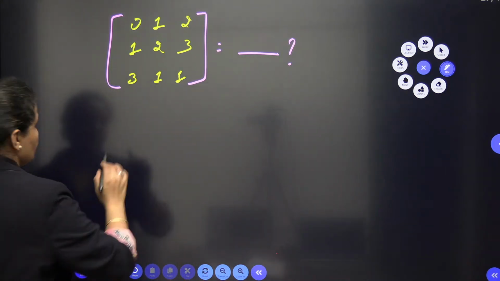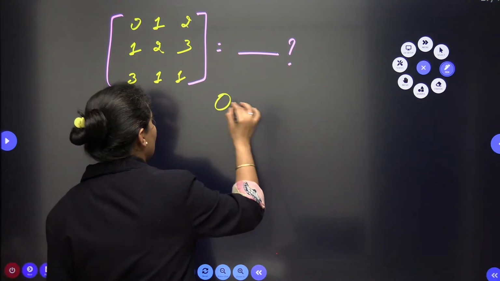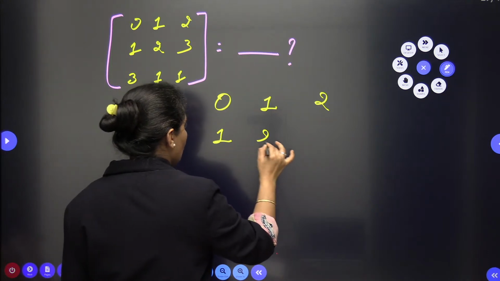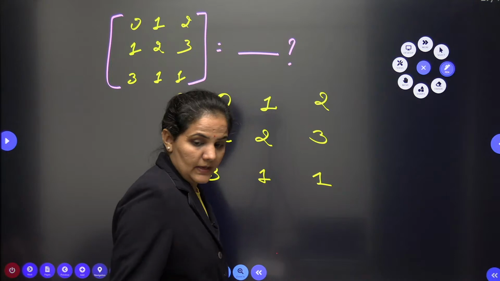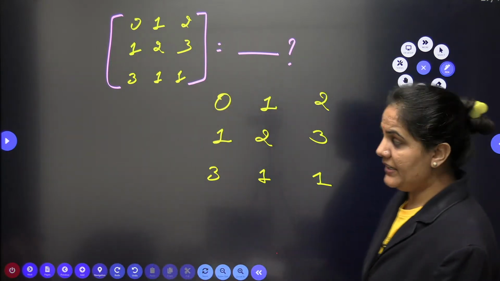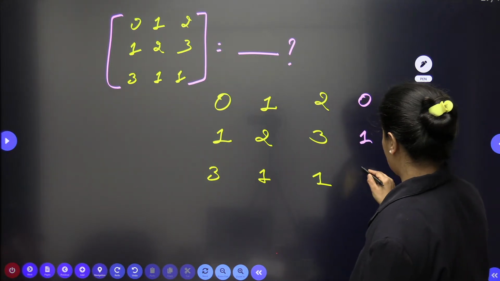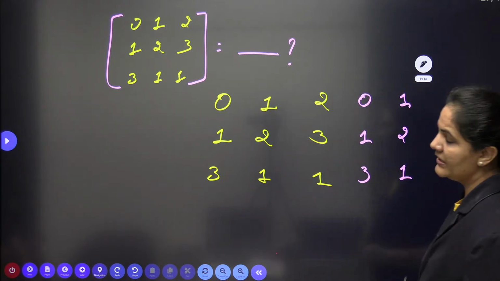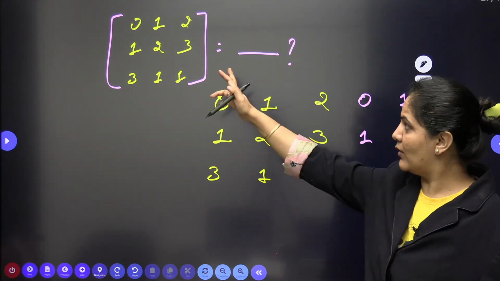Okay. Now, if we have a matrix, what do we need to do? We will first of all write down the matrix as it is. So I am writing my matrix as it is: 0 1 2, 1 2 3, 3 1 1. Okay. Now what I will do, I will repeat my first 2 columns. The first column is 0 1 3, the second column is 1 2 1. Okay, right? I just write down here my matrix as it is, whatever is given to me.